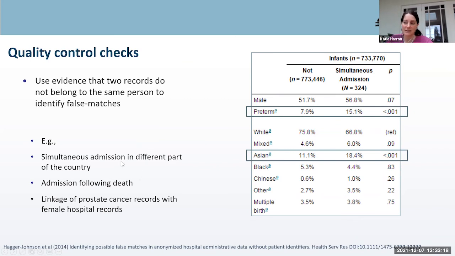So here we use simultaneous admissions, but we could think about where we have a death record followed by an admission record, or we could think about a logical combination, so prostate cancer records and female hospital records, for example. And although it might only show us the tip of the iceberg, we might only be able to identify a small number of false matches. The important thing, again, is thinking about whether these linkage errors occur more often in one particular group. And here we saw that they were more likely to happen in children who had been born preterm and in Asian ethnic groups.